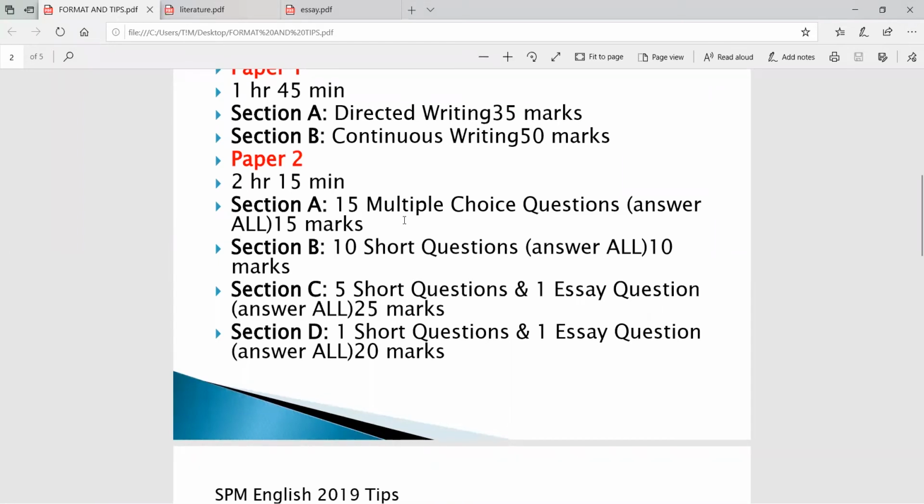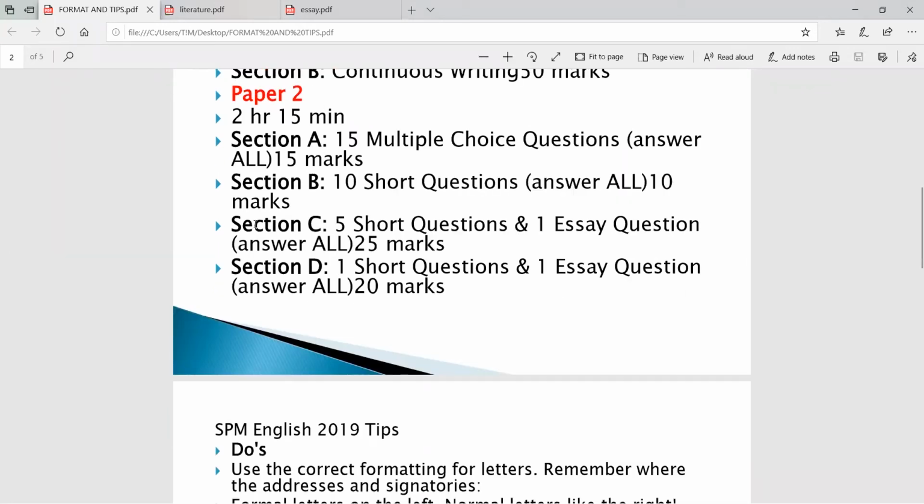Okay. And then for section B, you have 10 short questions. This is the graphic organizer. They give you the table and then you have to fill up the answer. They have the text in the paper. So you just have to select your answer and identify the correct answer.